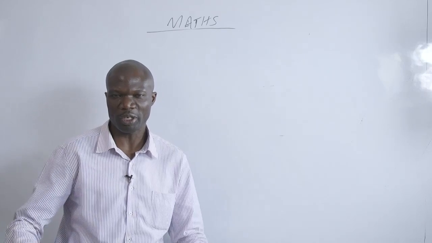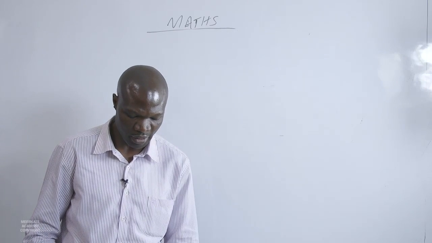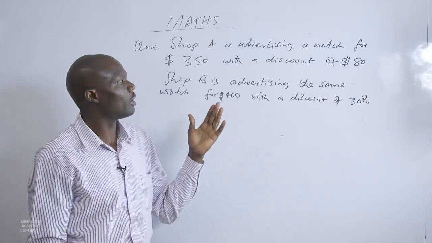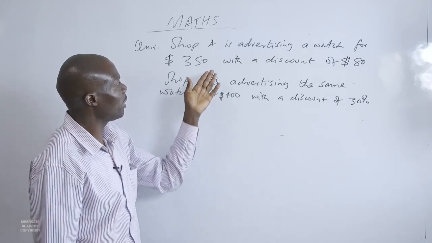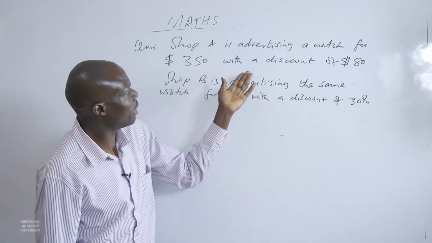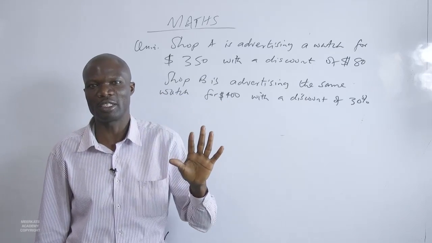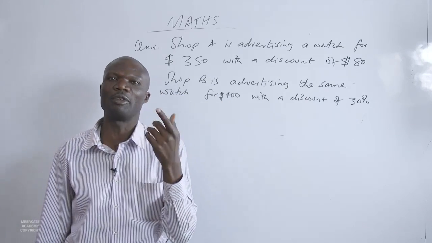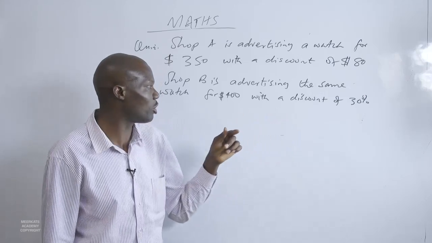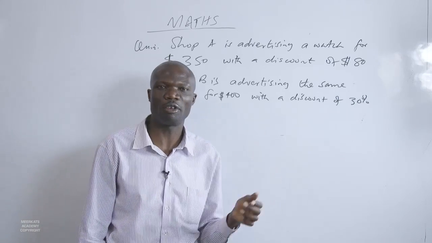Now, we want to look at those practical examples or application questions that we come across in our day-to-day life situation. Now, a shop, that is shop A, is advertising a watch for $350 with a discount of $80. So this time the discount is not given as a percentage, but they have just given the amount. Shop B is advertising the same watch for $400, but with a discount of 30%.